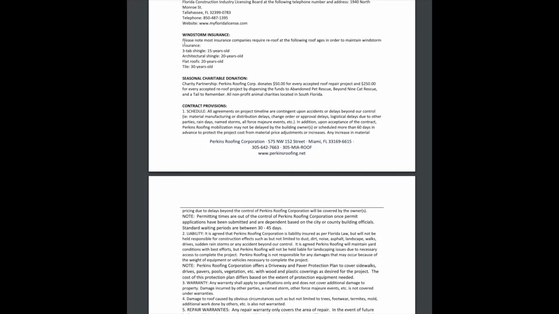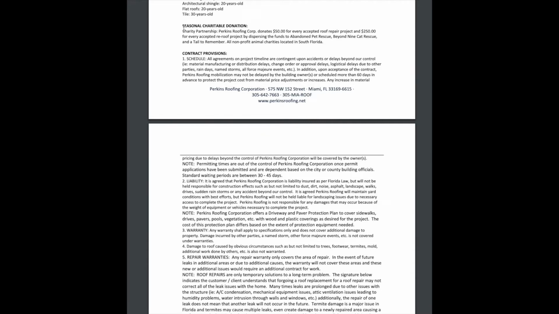Windstorm insurance. This is just showing you basically where the insurances are currently on when they require a re-roof. If you do a 3-tab shingle re-roof, insurances nowadays, most of them will require a re-roof after 15 years. Architectural shingle, 20 years. Flat roof, 20 years. And tile, 30 years. It depends on the tile. Clay tile is 30 years. Now for concrete tile, they're looking closer to like 25 years.